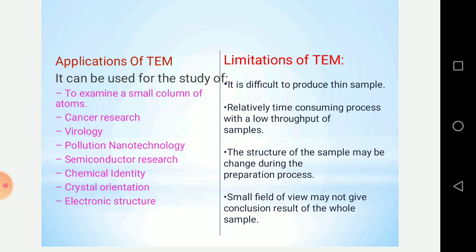Just imagine we are using a simple microscope and we are observing the structure of a chloroplast or anything, so we can observe the entire structure. But if we are using this transmission electron microscope, it will focus on a very minute area. So by focusing on that minute area, we will not be able to observe the entire specimen, so we will get an idea about only some part. So this is one of the limitations.